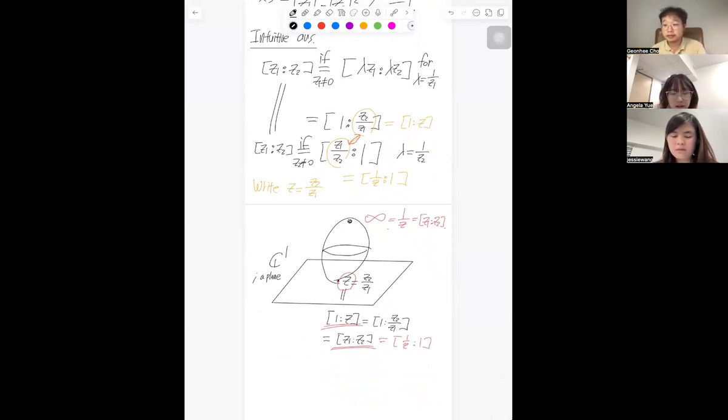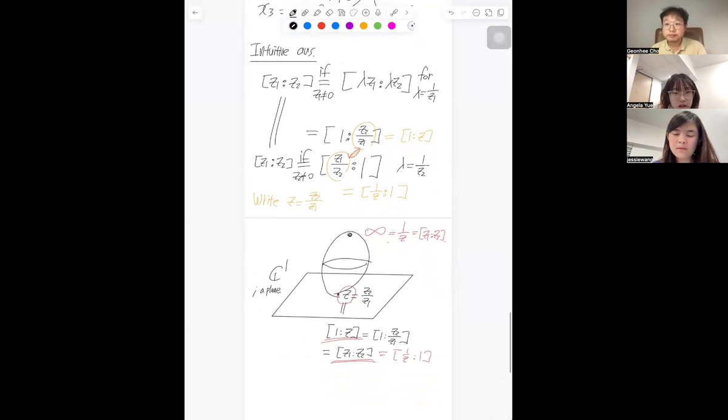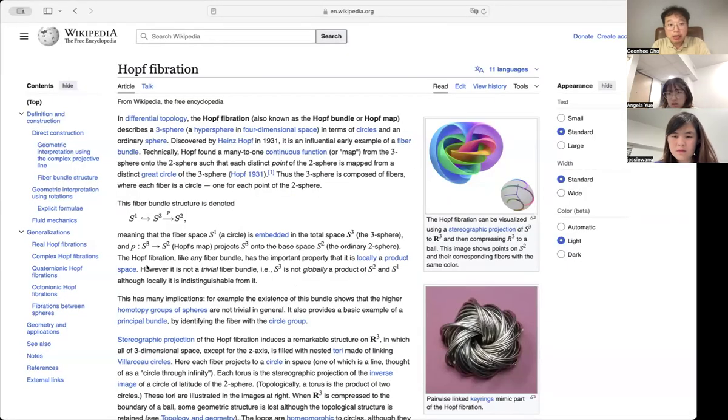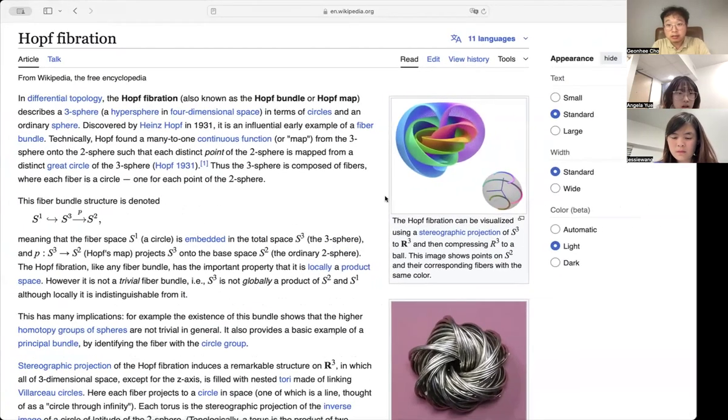Sorry, could you repeat? How is the Hopf fibration related to this? Absolutely. Let me reshare the Wikipedia page of the Hopf fibration. This is also part of your other question. So we look at this photo.